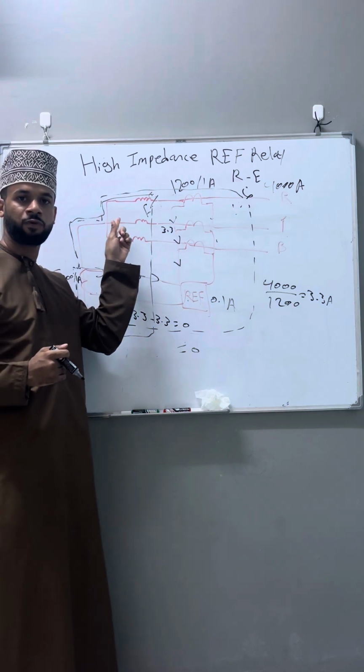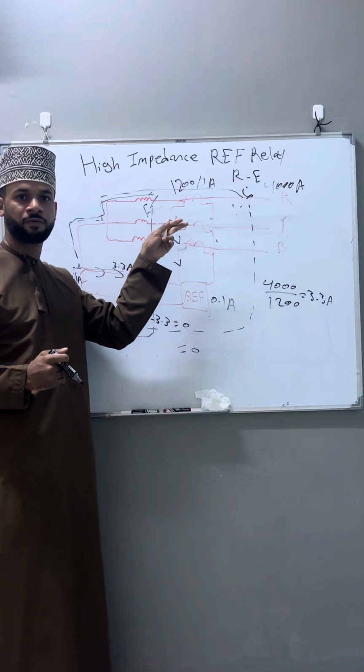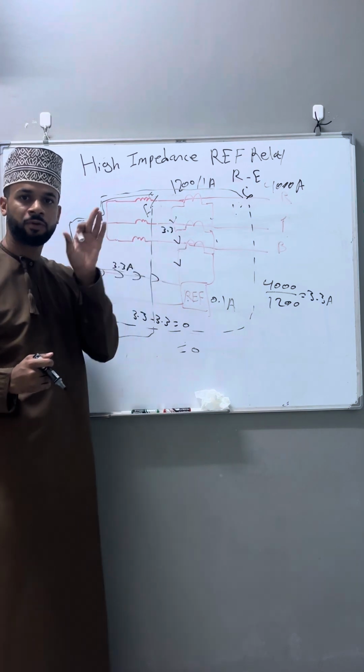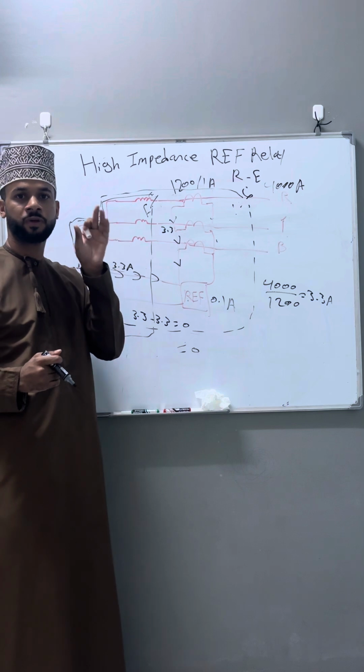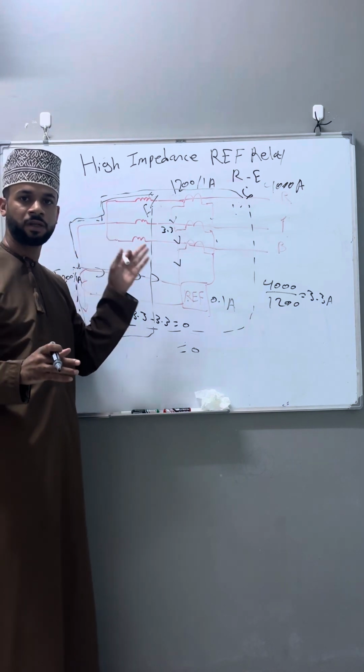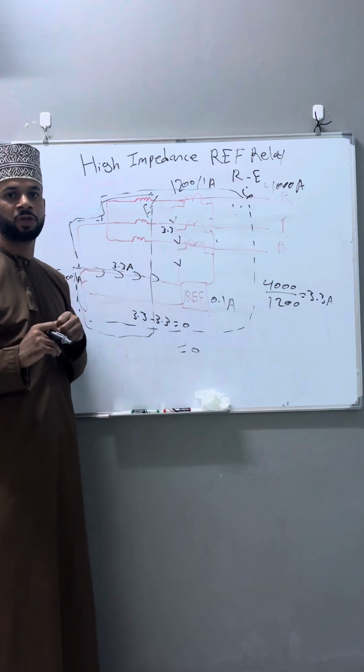When there is an internal fault, the phase CT will not see the fault, only the neutral CT will see the fault. So the RAF relay will trip or will energize. And that's what we want. During an internal fault, the RAF relay should operate.